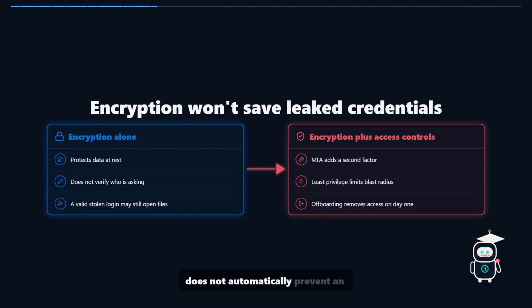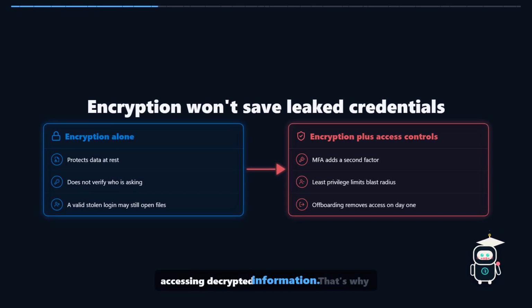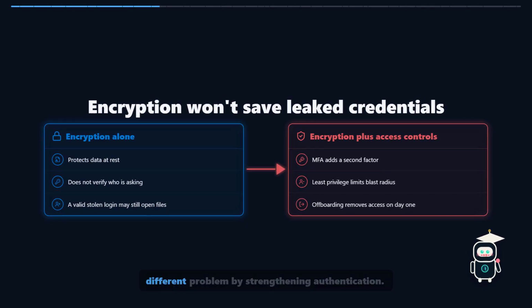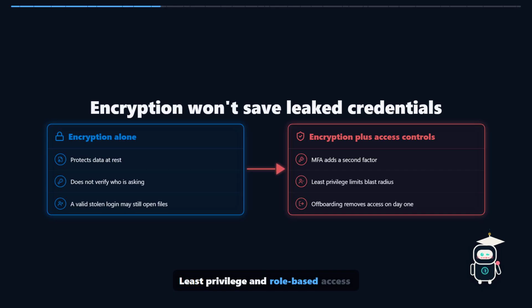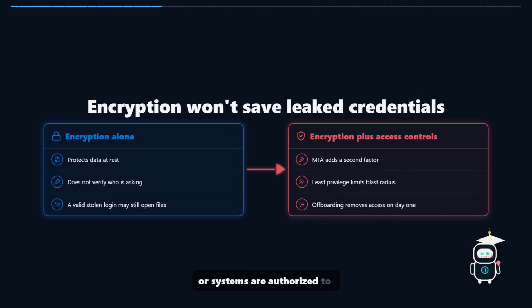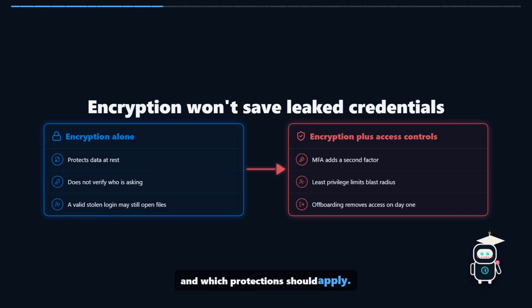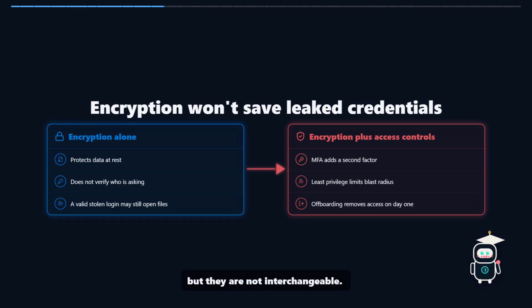Encryption does not automatically prevent an authorized application or user from accessing decrypted information. That's why encryption is only one part of confidentiality. MFA addresses a different problem by strengthening authentication. Least privilege and role-based access controls limit what authenticated users or systems are authorized to access. Data classification helps determine how information should be handled and which protections should apply. These controls can work together, but they are not interchangeable.